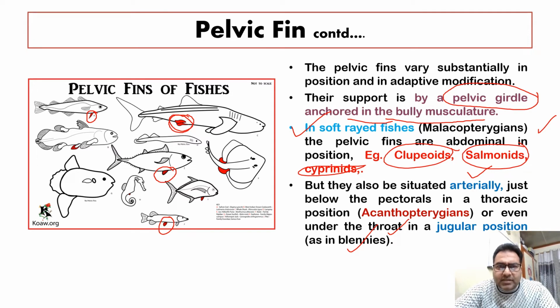In some fishes these are situated in front of the pectoral fins, such as the cod family. They are situated just in front of the pectoral fin, and this type of fin helps in the stability and slowing down of the fish. So they help the fish to slow down.